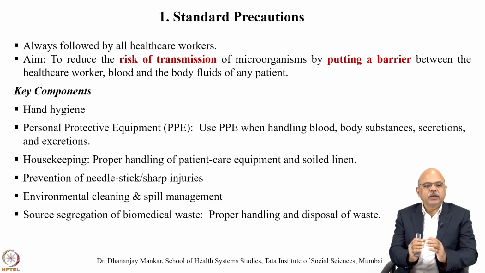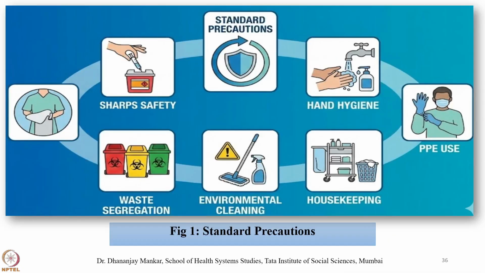Housekeeping staff need to properly handle patient care equipment and soiled linen. Prevention of needle stick and sharp injuries needs to be taken care of thoroughly. Also important are environmental cleaning and spill management, source segregation of biomedical waste, and proper handling and disposal of waste. These are counted as standard precautions to reduce the risk of transmission of microorganisms.